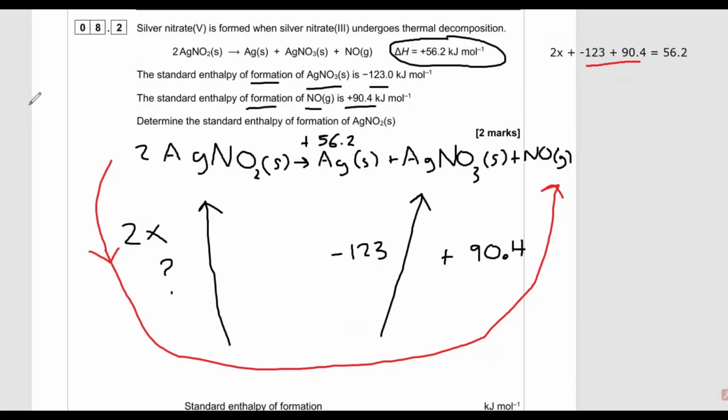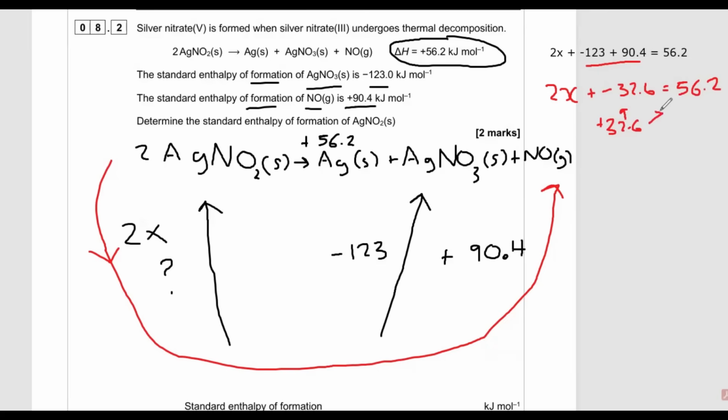Anyway, what we're going to do now, in order to simplify this equation and then rearrange it to find x, so I'll go through how to do that. Well, first of all, I've got the minus 123 and the plus 90.4. So what you're going to do is you're going to go 2x, you're going to take the minus 123 and add it to the 90.4. They're the same kind of quantities. So we're going to get minus 32.6 equals 56.2. Now I want to add 32.6 to each side to get rid of that. So I'm going to add 32.6 to each side.